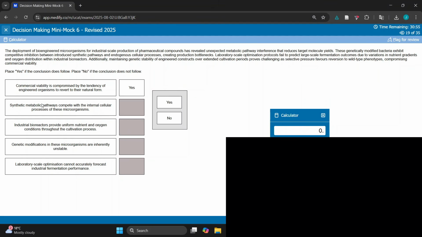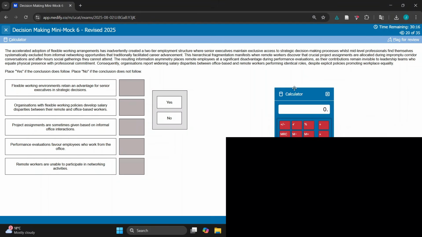Actually, yeah, wild type. Synthetic pathways compete with internal cellular processes. Competition between introduced synthetic pathways and endogenous cellular processes. Yes. Provide uniform conditions? I remember reading here that it's not uniform due to variations in nutrient gradients. Yes. Genetic modifications are inherently unstable. Maintaining these genetically modified bacteria, I'd argue yes, selective pressure. So I'd say that they are inherently unstable due to selective pressure. Laboratory scale optimization cannot accurately forecast industrial fermentation performance. So I remember saying it fails to predict large-scale fermentation. Yeah, okay, I'd argue that.